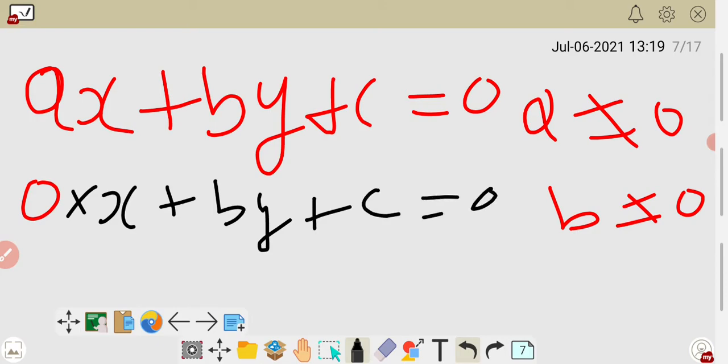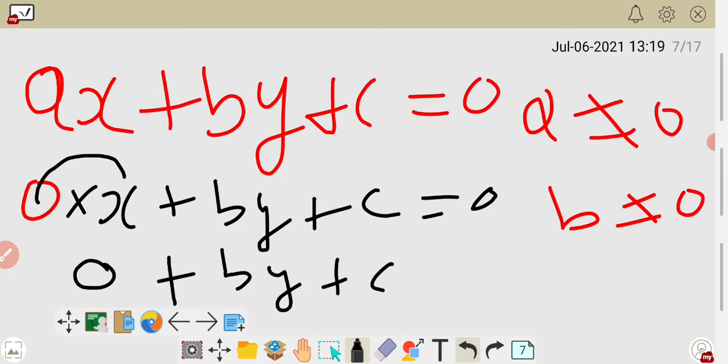When you multiply any number or any variable by 0, it becomes 0. It becomes 0 plus by plus c is equal to 0. Now what will happen? Here x will be removed, and only one variable is left. So now it is known as a linear equation in only one variable.